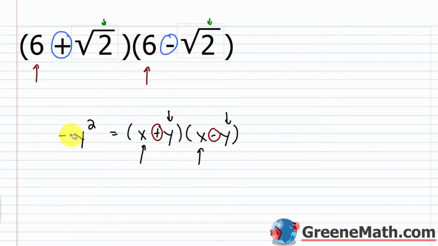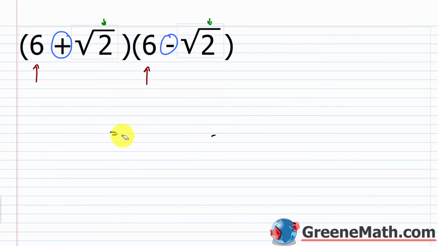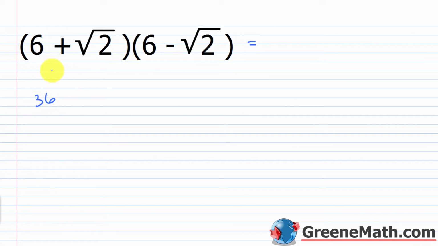So let's go ahead and crank this out the long way, and then again, we'll do it the short way. If I was to use FOIL here, I'd start with 6 times 6, that's 36. And then 6 times negative square root of 2 would be minus 6 times square root of 2. Then next I have the square root of 2 times 6, so that's plus 6 times square root of 2. And then last I have square root of 2 times negative square root of 2, that's minus 2, right? Square root of 2 times square root of 2 is 2.